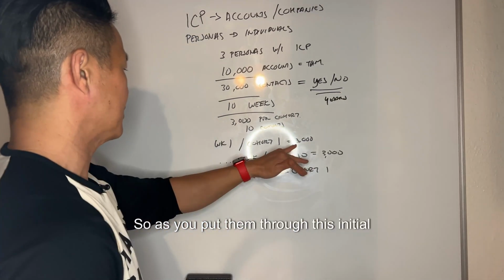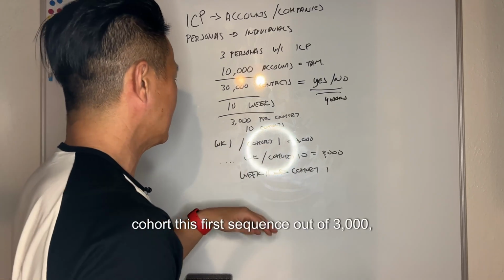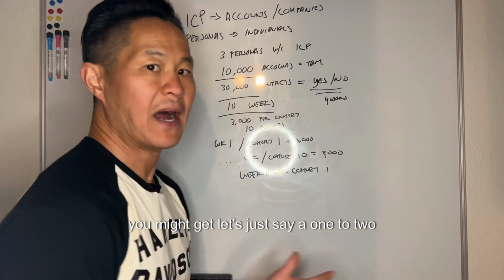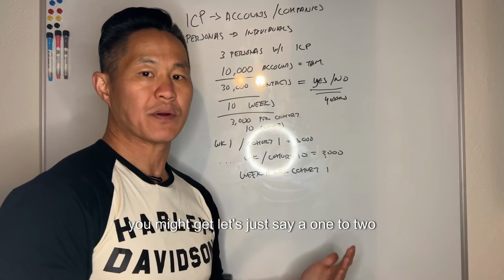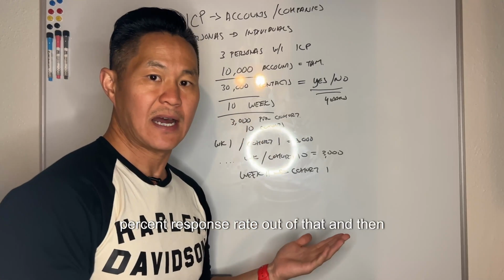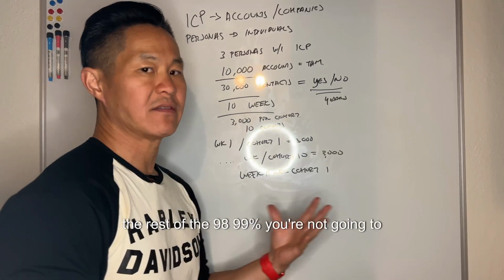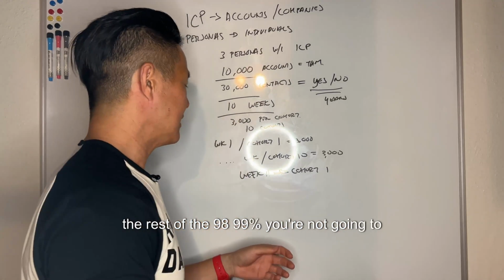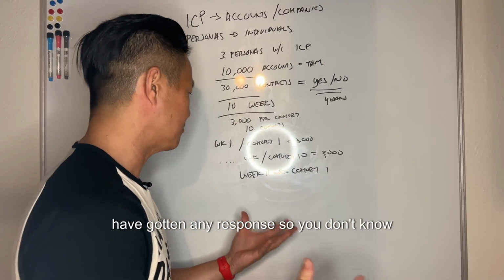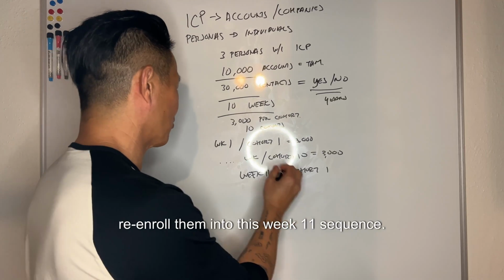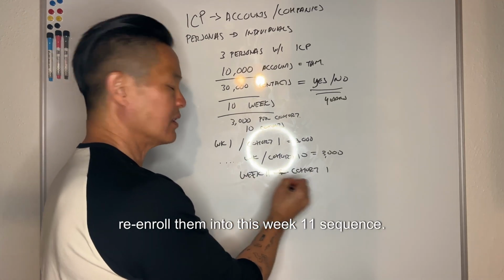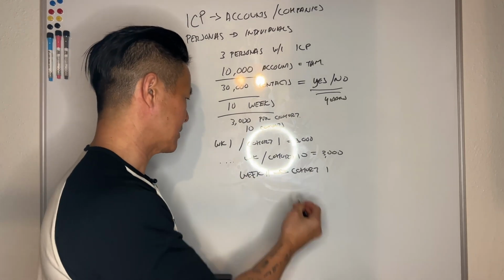So as you put them through this initial cohort, this first sequence, out of 3,000, you might get, let's just say, a 1% to 2% response rate out of that. And then the rest of the 98, 99%, you're not going to have gotten any response, so you don't know where they stand, and so you're going to re-enroll them into this week 11 sequence.